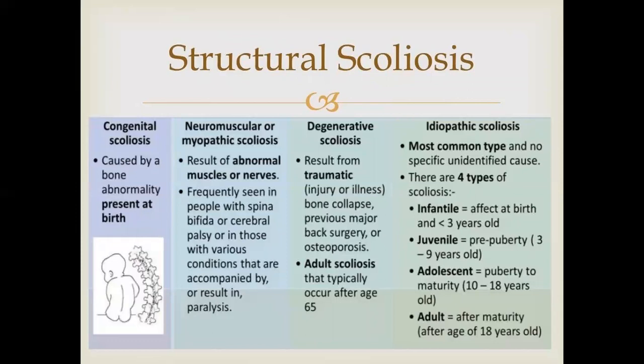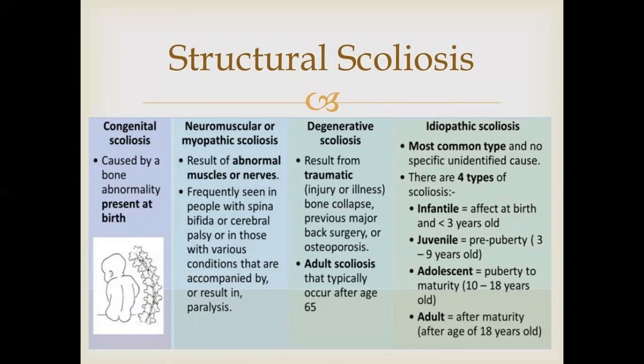As you can see, the structural scoliosis types include congenital scoliosis, which is caused by a bone abnormality present at birth. Neuromuscular or myopathic scoliosis is the result of abnormal muscles or nerves, frequently seen in people with spina bifida or cerebral palsy, or in those with various conditions accompanied by or resulting in paralysis. Degenerative scoliosis results from traumatic injury or illness, bone collapse, previous major back surgery, or osteoporosis, and is an adult scoliosis that typically occurs after 65. Idiopathic scoliosis is the most common type with no specific identified cause.